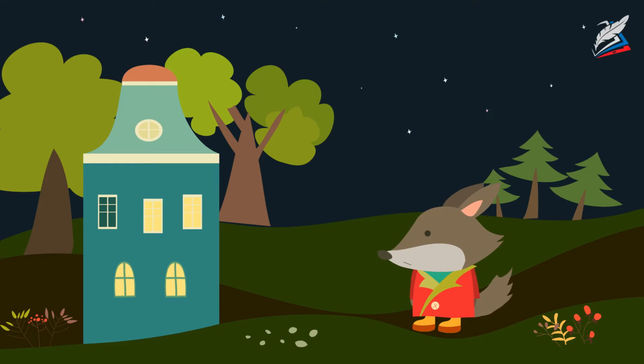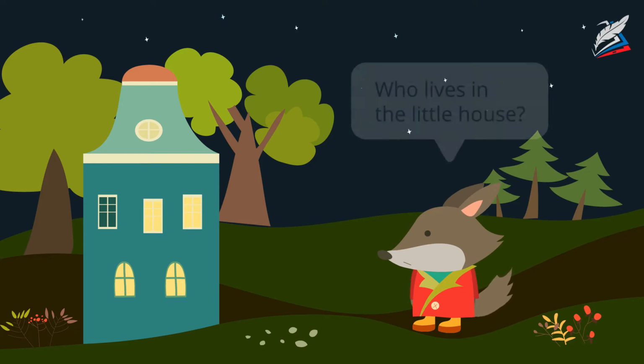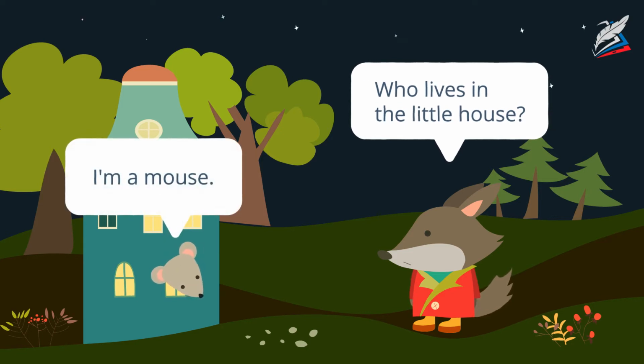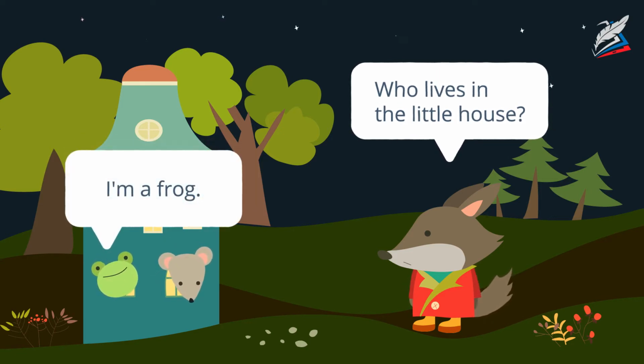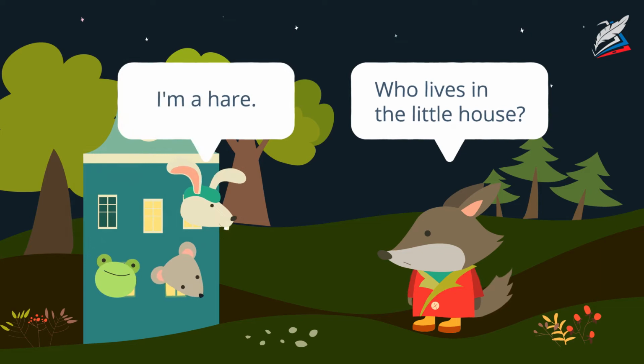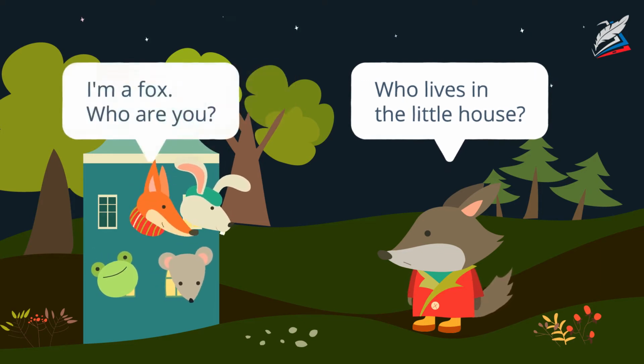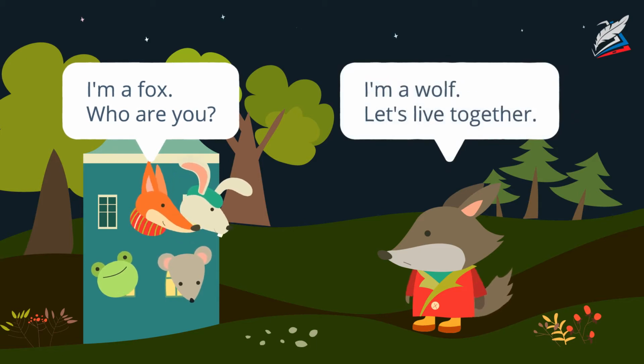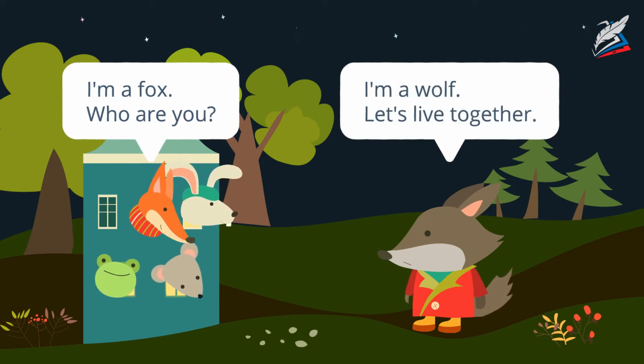A wolf runs by the house. Who lives in the little house? I'm a mouse. I'm a frog. I'm a hare. I'm a fox. Who are you? I'm a wolf. Let's live together.